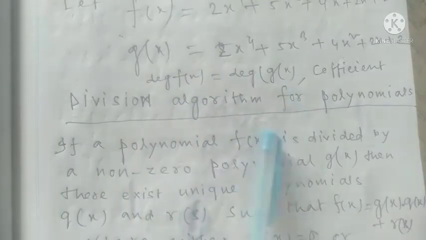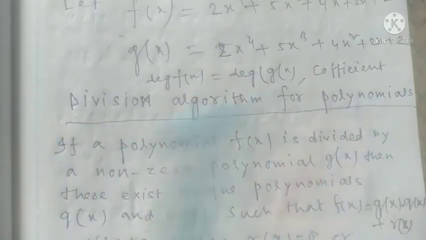So the next point is the division algorithm for polynomials. In all classes we have learned this, I think. Normally when you divide numbers, like 48 divided by 5, you can apply this type of method. If you do not remember it, today I am telling you about this method again. So the division algorithm for polynomials.